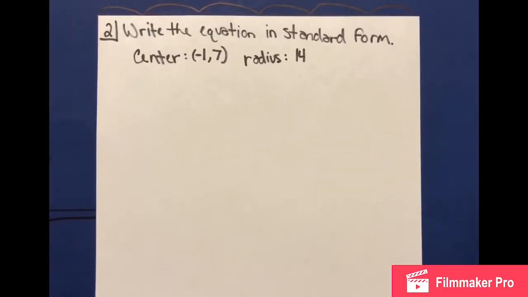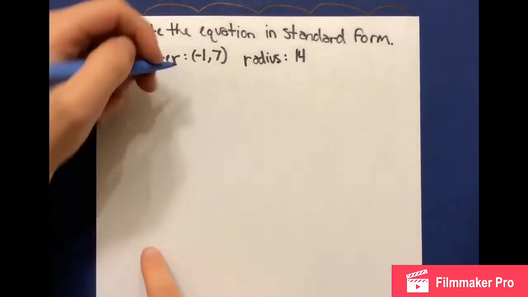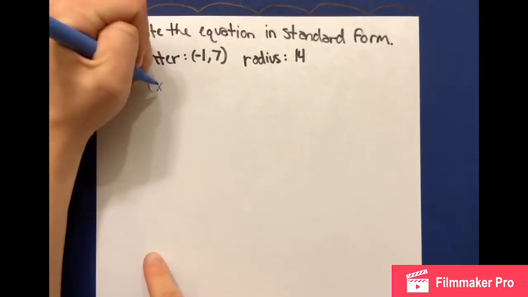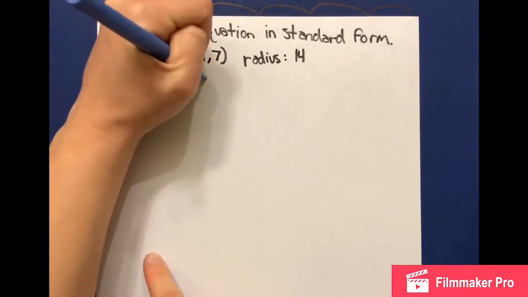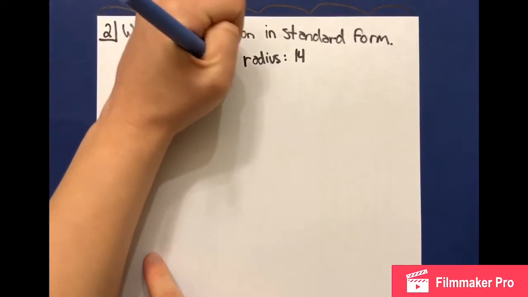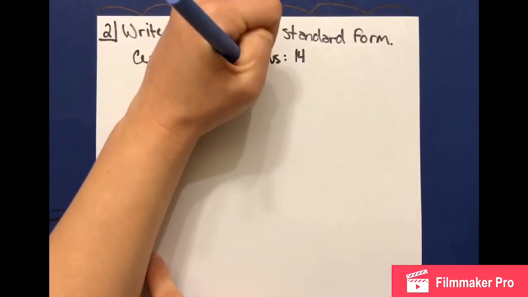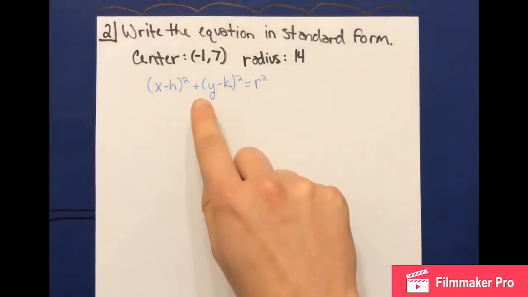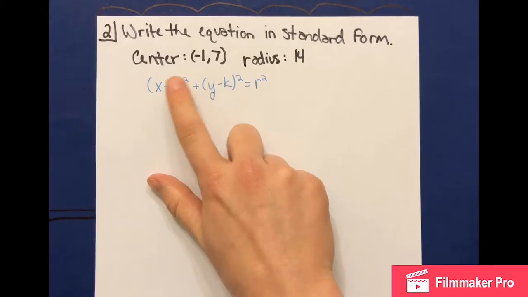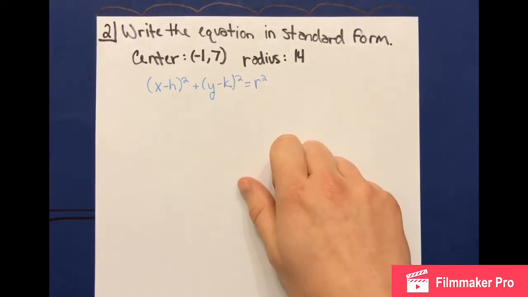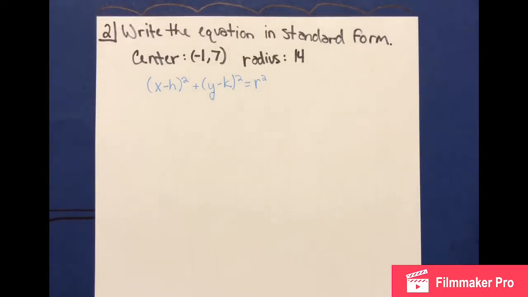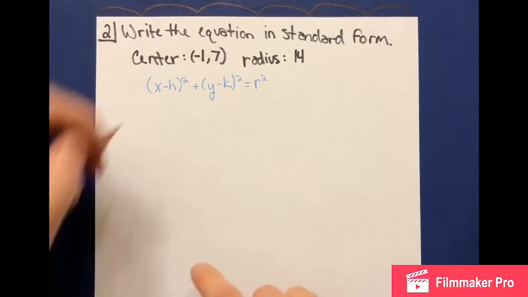Okay, so looking at number 2, what we have is write the equation in standard form. So we're talking about the standard form of the circle, which if we remember is (x minus h) squared plus (y minus k) squared equals r squared. So we have a center of (h, k), so it's the opposite sign in there, and then it's equal to radius squared. So we look at what we have. We have the center, we have the radius. We're actually set. We're able to plug this in.